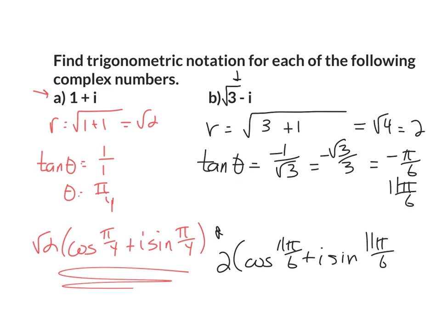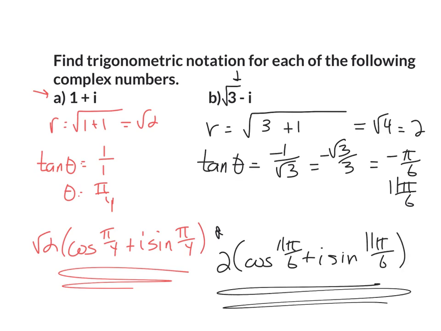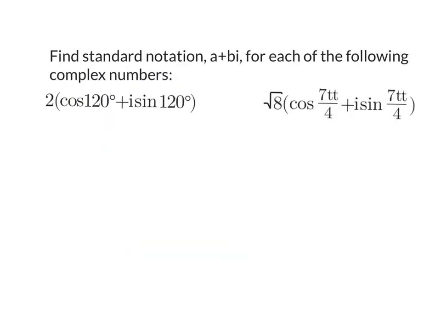And again, if you were to multiply all this out, you would get right back where we started. So it's just a different way of writing a complex number, writing it in trigonometric form with a sine and cosine. All right. Now we're going to go backwards.